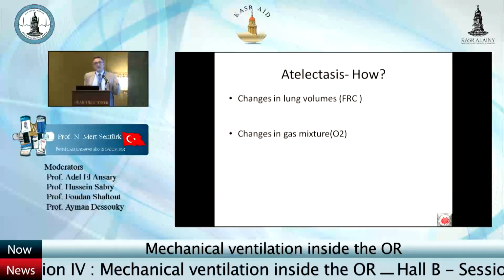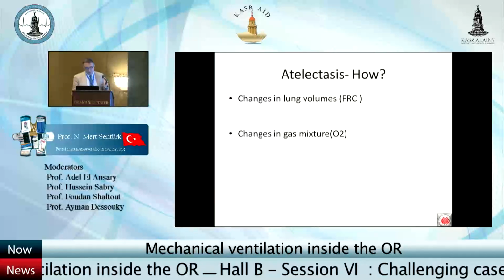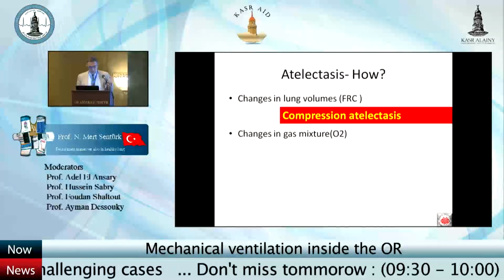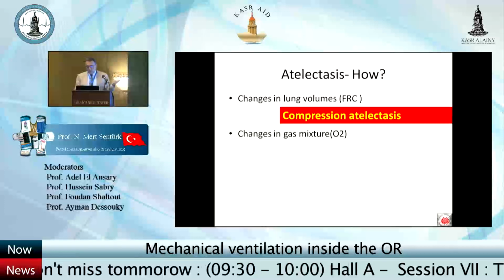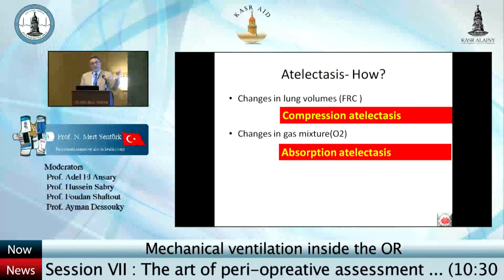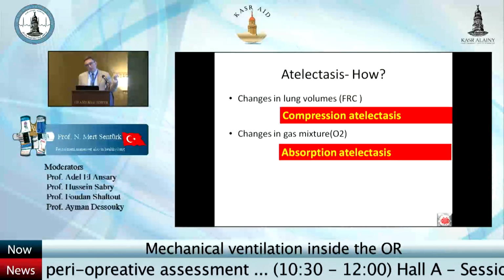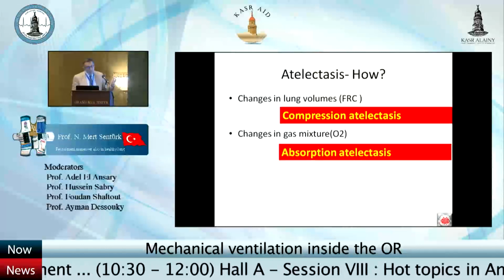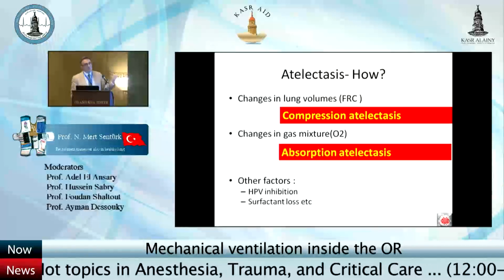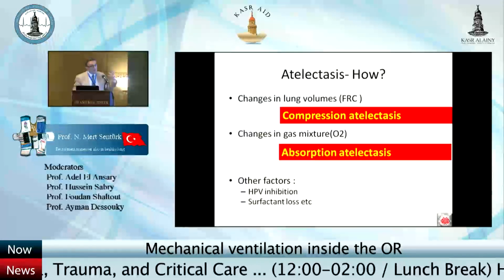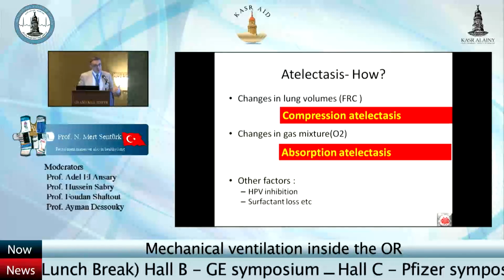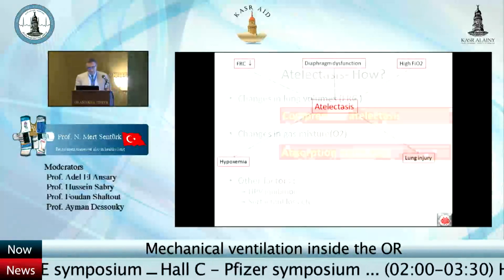First of all, there's a decrease in the FRC, the functional residual capacity, that leads to compression atelectasis that I showed in my first lecture. Then we have a change in the gas mixture, and with the high FiO2, we have absorption atelectasis because of the decrease in the percentage of nitrogen, and therefore we have two types of atelectasis. Moreover, we have an inhibition of hypoxic pulmonary vasoconstriction and also a loss of surfactant. These all lead to atelectasis during mechanical ventilation, even in the healthy lung.